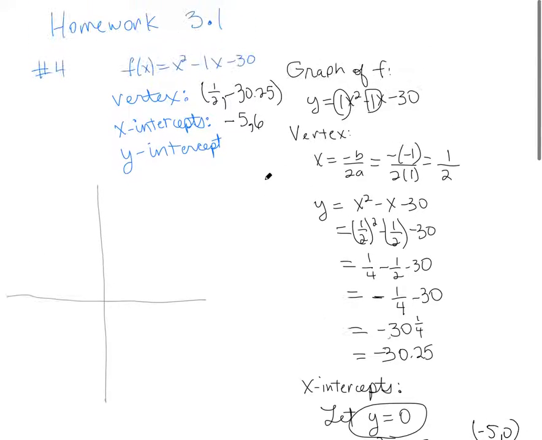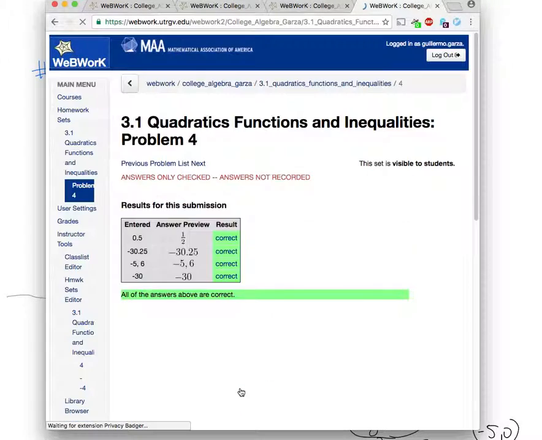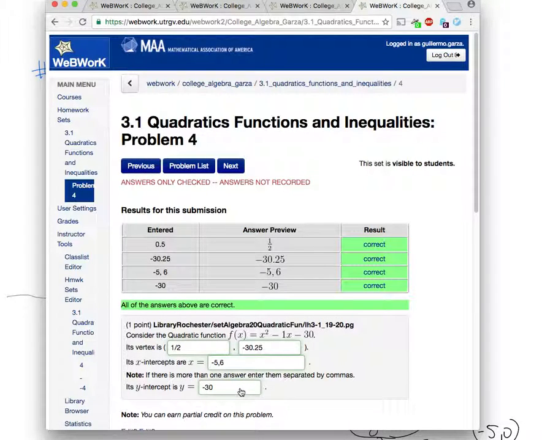Alright, so that info here, this is negative 30. We can take this, plug it in, and see if WebWork will mark it right. Excuse me. And it does. So that's it.